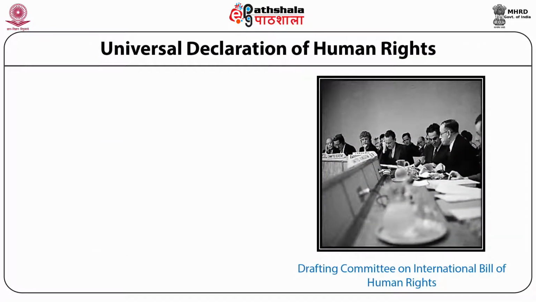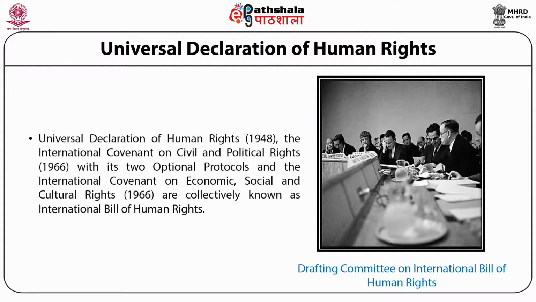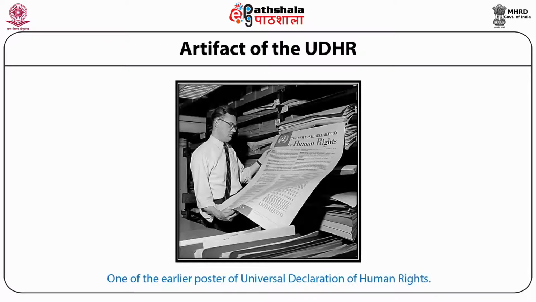Let's begin with the Universal Declaration of Human Rights. The Universal Declaration of Human Rights was passed in 1948. You're now looking at an artifact of the UDHR. The Universal Declaration of Human Rights was adopted by the United Nations General Assembly on the 10th of December, 1948, with a vote of 48 in favor and none against. The instrument was passed unanimously.